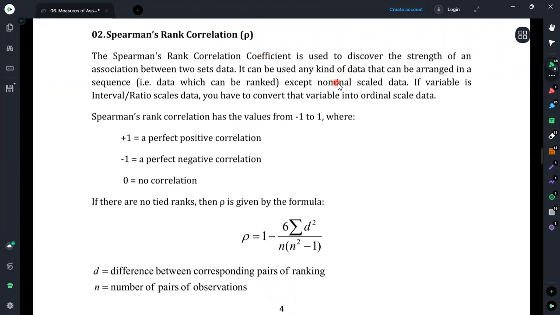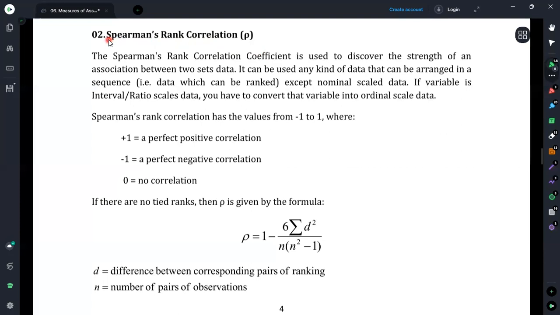But as I told you in the previous session as well, for interval scale and ratio scale data, even though we can apply Spearman rank correlation, we tend to use the Pearson correlation, since the Pearson correlation coefficient is much more powerful compared to Spearman's rank correlation. Therefore, even though we can apply Spearman rank correlation for interval or ratio scale data, we are not likely to use it for that.